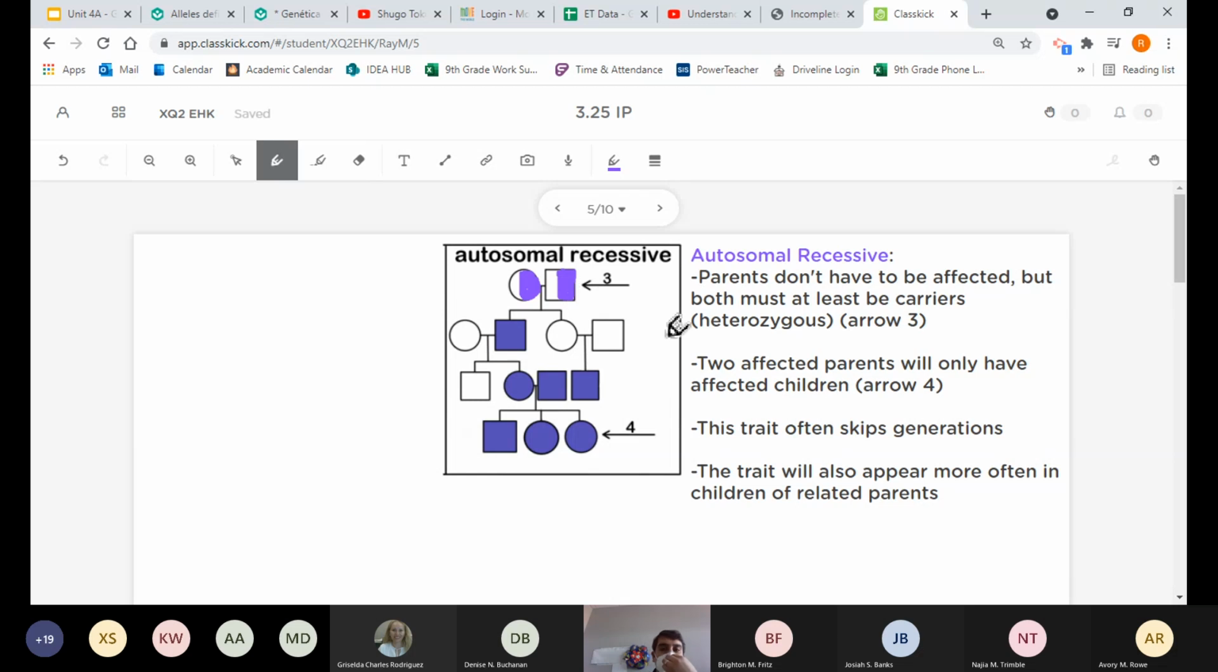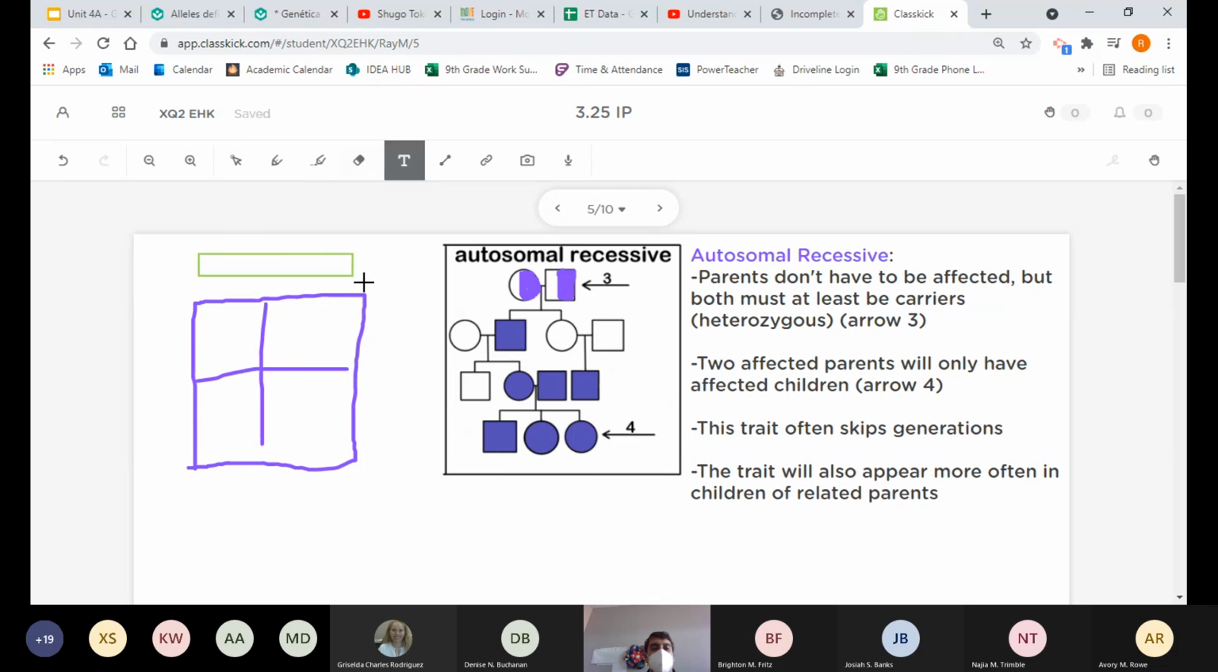Okay, so there you go. So 3, we have our 2 carrier parents. Why can't I draw a normal square? All of my squares come out like Tim Burton style, for those of you who are Tim Burton fans. It's all at an angle. Okay, much better.